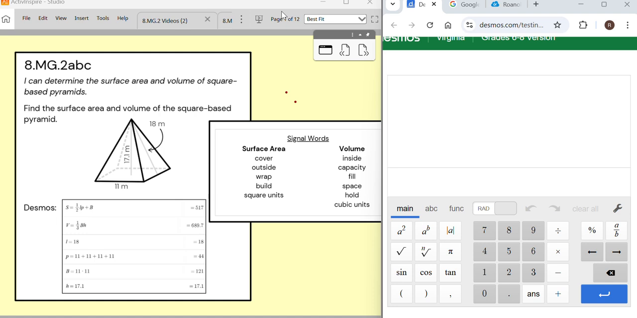Determine the surface area and volume of square-based pyramids. If you're going to find the surface area and volume of the square-based pyramid, it's very important to know the signal words. Surface area signal words are cover, outside, wrap, build, or square units. Signal words for volume are inside, capacity, fill, space, hold, or cubic units.